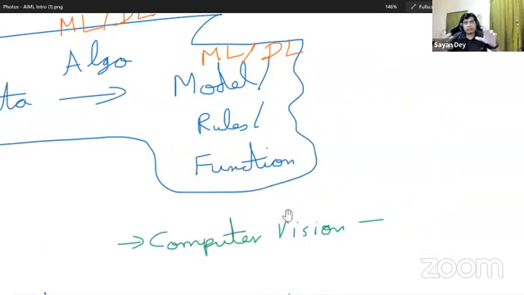This is the most exciting field of research that we are seeing in deep learning today, computer vision. And what do we actually mean by computer vision? So what is vision in the first place? Vision is basically defined as the ability to see and perceive things.